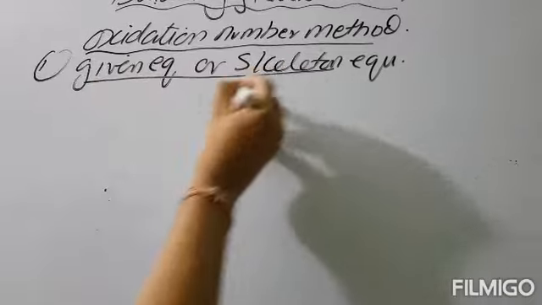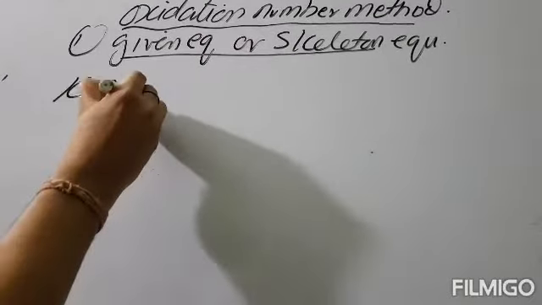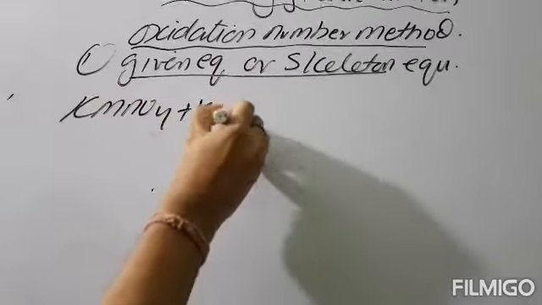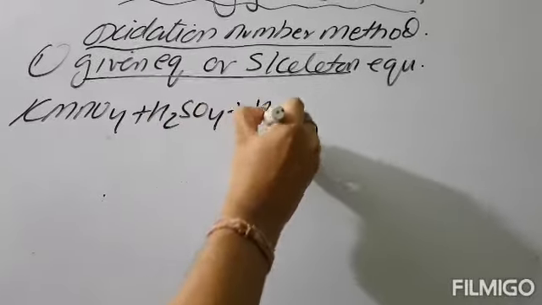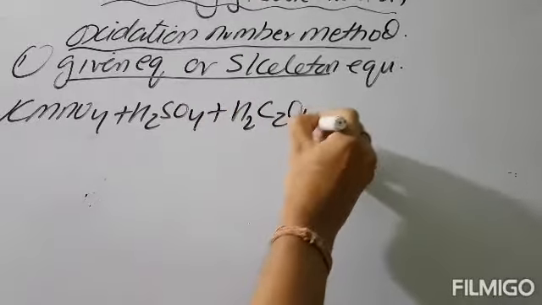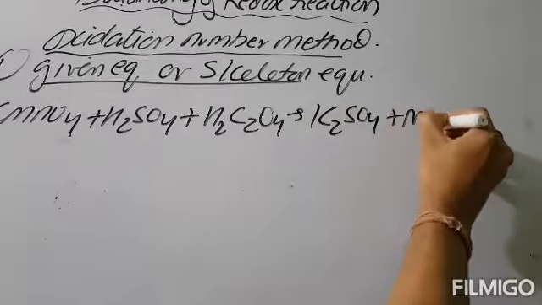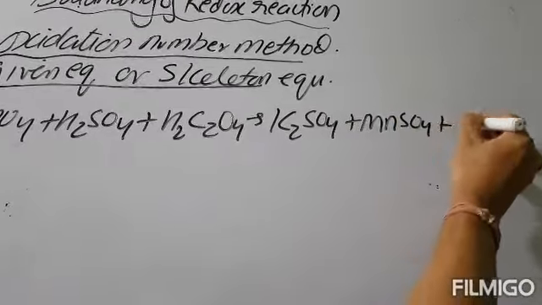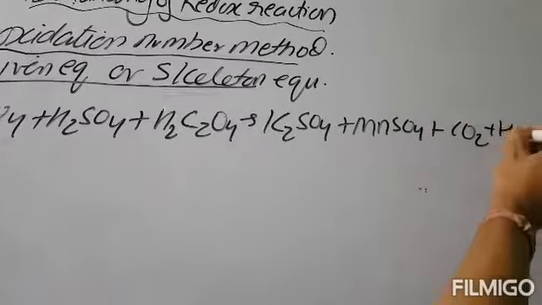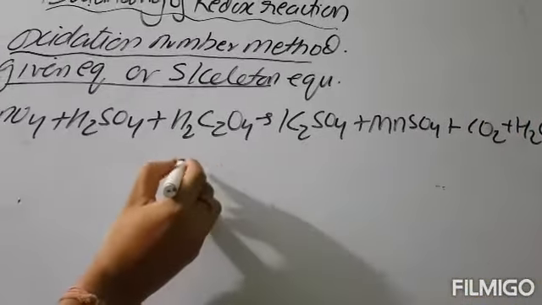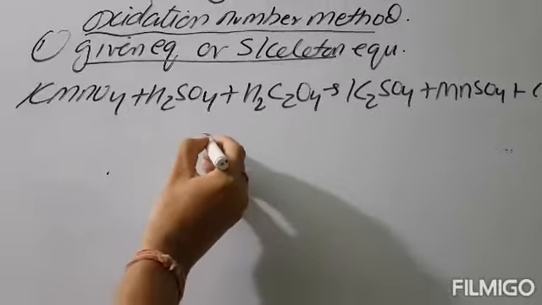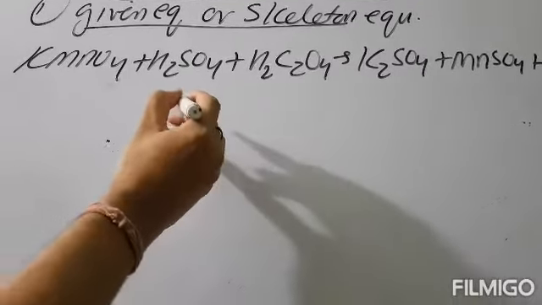Now let us take an example of KMnO4 plus H2SO4 plus H2C2O4 will give K2SO4 plus MnSO4 plus CO2 and H2O. So this is the given unbalanced equation, which is called the skeleton equation.